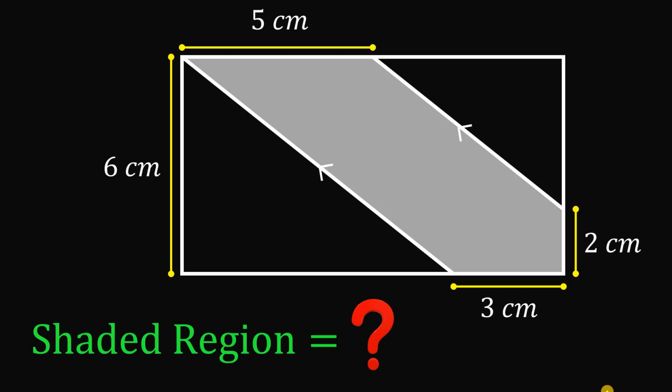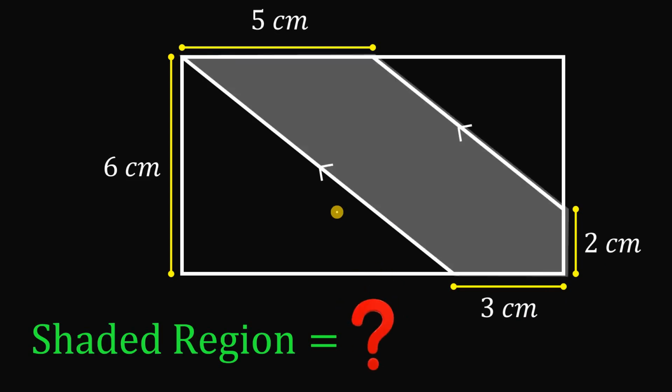Can you solve this geometry challenge? Here's the question. Given this rectangle with the height of 6 centimeters, this segment right over here must be equal to 5 centimeters, this is 3 centimeters, and this is 2 centimeters. Now our goal is to find the area of the shaded region.